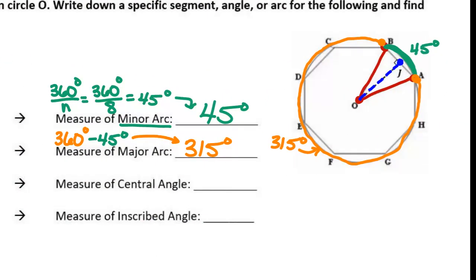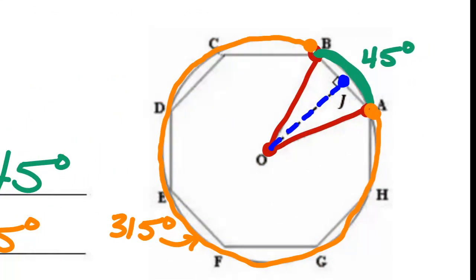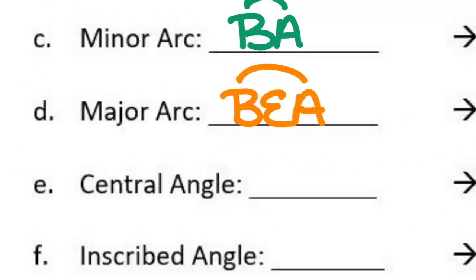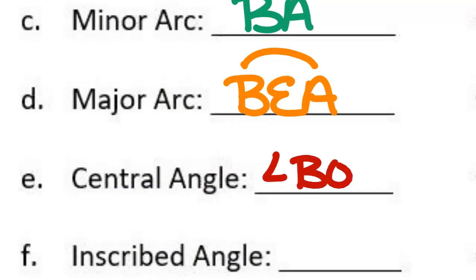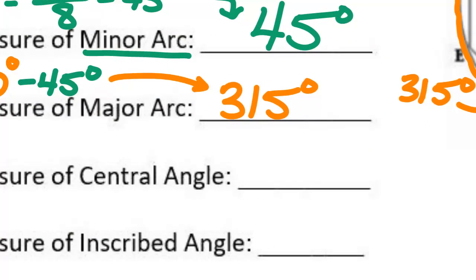Measure of the central angle. Where is the vertex of a central angle? Right in the middle, right at the center. I only see one angle that was drawn for us already that would be a central angle. What would that angle be? It has its vertex right at the center of the circle. BOA. Angle BOA is the angle made by the two vertices with its center right here.